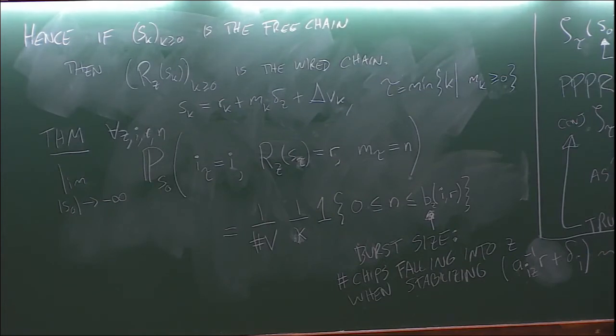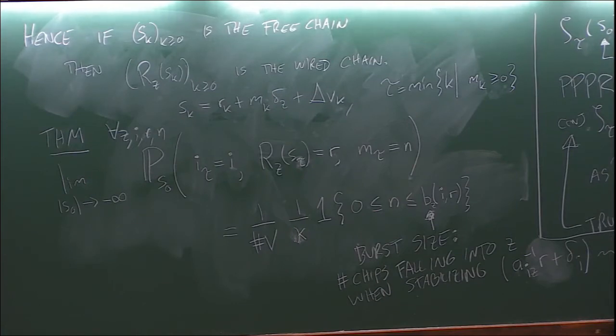So for any recurrent state R, there's a unique recurrent state for which, when I add a chip at I and stabilize, I will obtain R. So that's what this A_I inverse of R is. And then I could count, when I actually do that stabilization, some sand will fall off the table into the sink. That's the burst size.